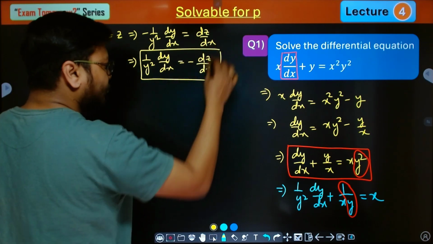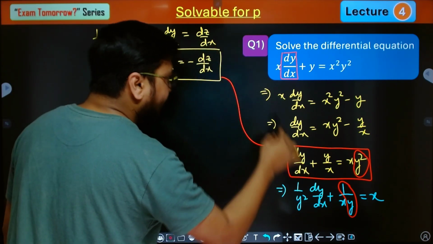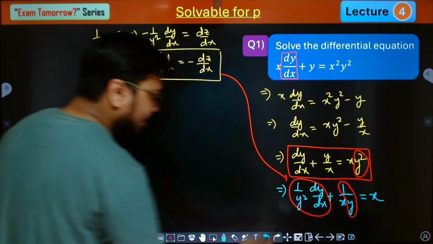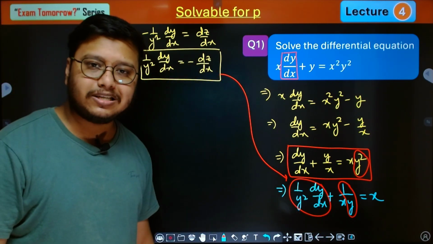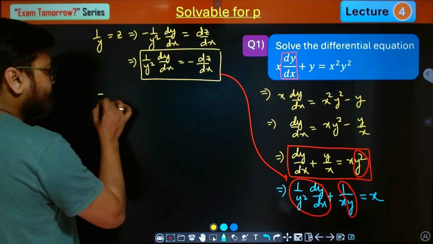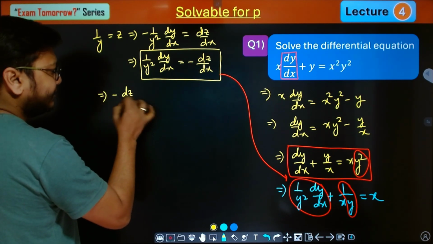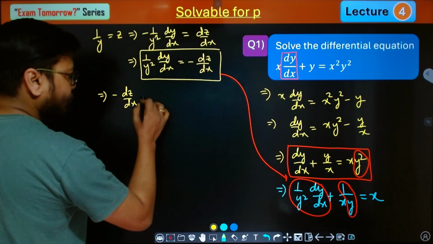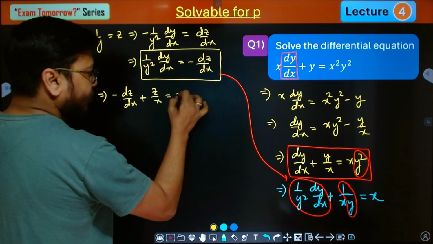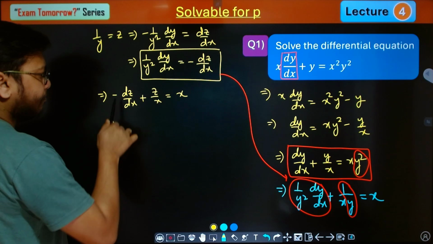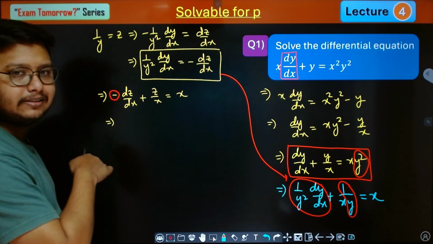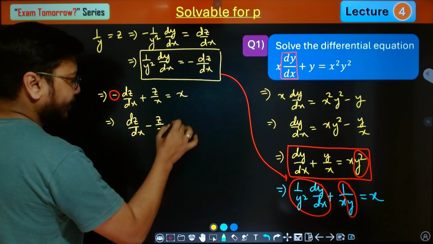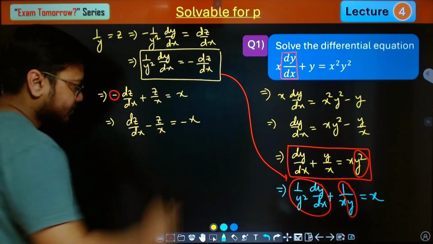So now I can substitute this for the very first term, which is right over here. 1 upon y square dy dx, I can substitute as minus dz dx. So the moment I do that, minus dz dx, in place of 1 by y, I should be writing z, so plus z by x equals x. Multiplying by a minus sign so that I can get rid of the minus sign at the starting. So dz dx minus z upon x equals minus x, right?